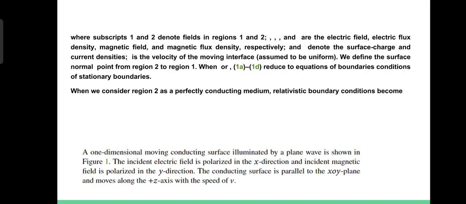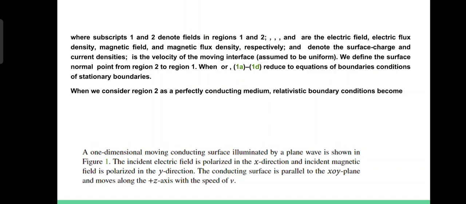Where subscripts 1 and 2 denote fields in regions 1 and 2, and E, D, H and B are the electric field, electric flux density, magnetic field and magnetic flux density respectively, and rho_s and J_s denote the surface charge and current density. V is the velocity of the moving interface, assumed to be uniform. We define the surface normal to point from region 2 to region 1. When V is zero, the equations reduce to the boundary conditions of stationary boundaries.